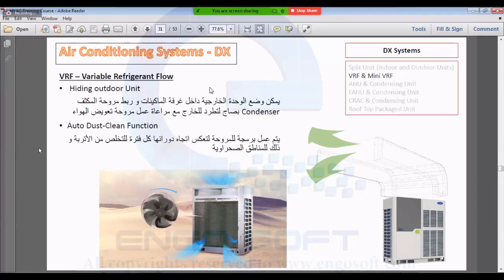One of the advantages of the VRF system is that you can hide the outdoor unit. You can install it in a mechanical room, where you provide adequate ventilation to provide the air that is going to cool the condenser, right? Because it is supposed to be installed outdoors so that air can cool it freely. So if you put something like that in a room, you have to provide ventilation.